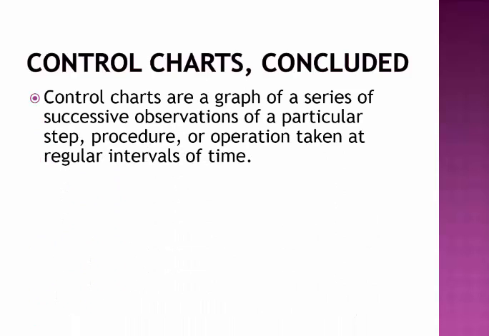Control charts are a graph of a series of successive observations of a particular step, a procedure, or operation, and they're taken at regular intervals of time. So kind of like with your audits when we're taking samples, we're going to be doing the same kind of thing in order to gather this information for our control charts. And as I mentioned, many operations have this built into their production process, and they're monitoring it with computers. They may be using cameras on the assembly line or on the manufacturing process that capture information digitally.